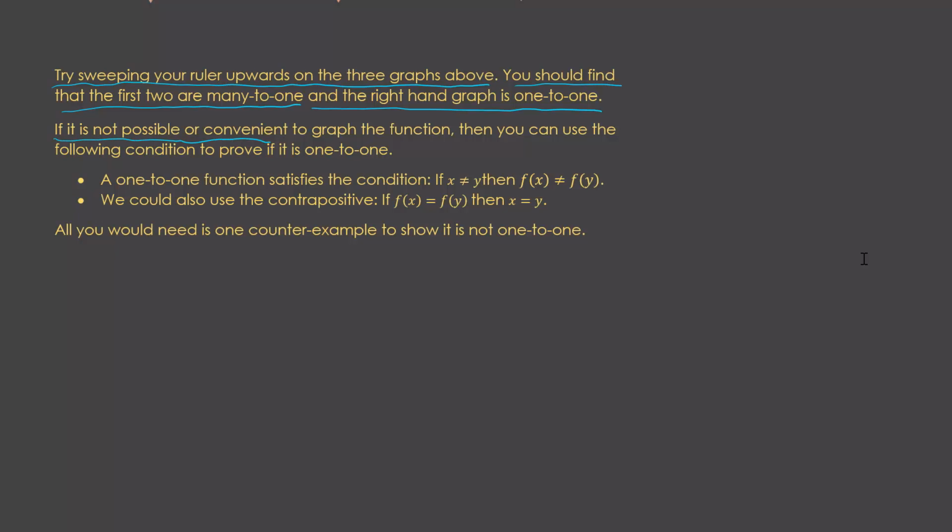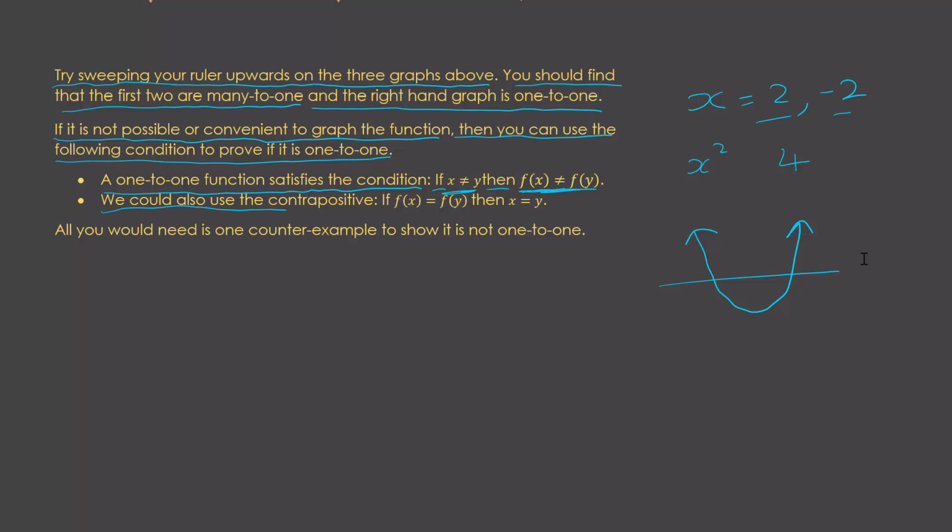If it is not possible or convenient to graph the function, then you can use the following condition to prove if it is one-to-one. A one-to-one function satisfies the condition: if x is not equal to y, then f of x is not equal to f of y. So in other words, you can't have 2 different values of x, such as 2 and -2, giving rise to the same value. So if you think about the x squared function, both of those would give rise to the value 4. So x squared is not one-to-one, and you shouldn't be surprised because of the shape of the graph.